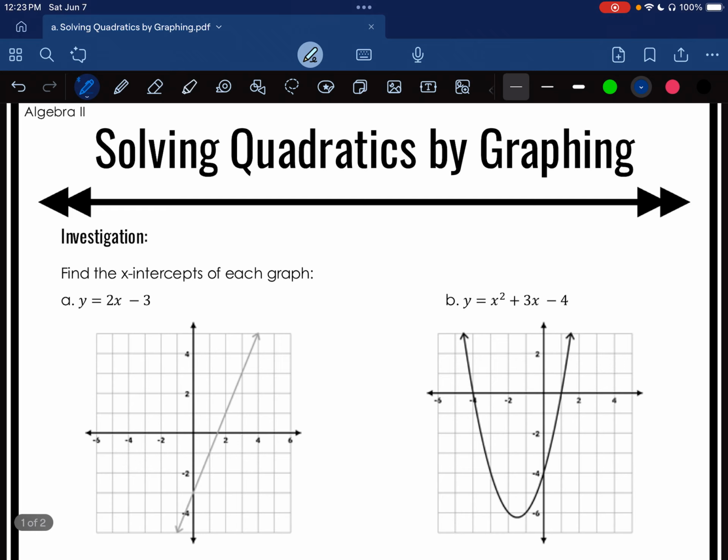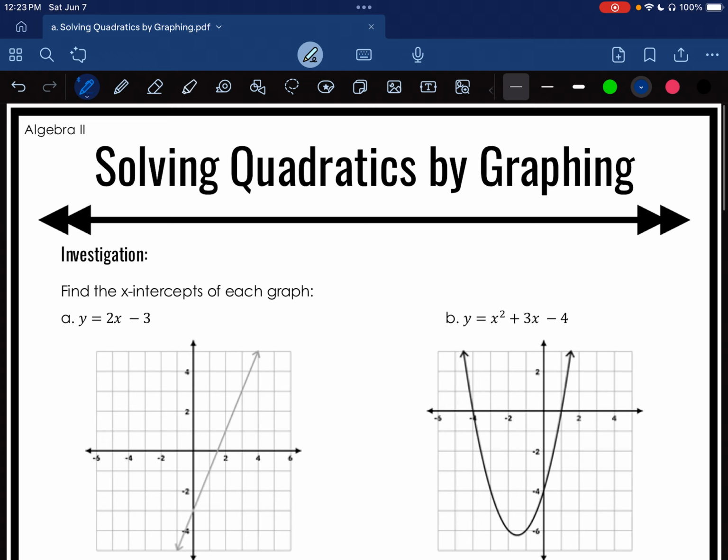So whenever I'm teaching solving equations, I love a new type of equation. I love to start by thinking about graphing because I think it's a perfect way to help us pair what's going on graphically with what's going on algebraically.